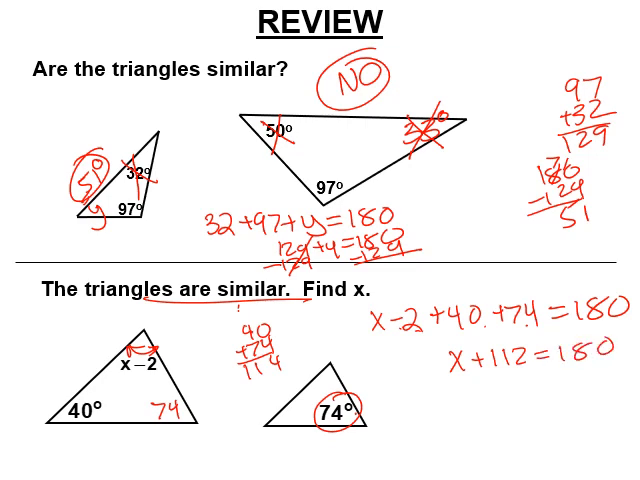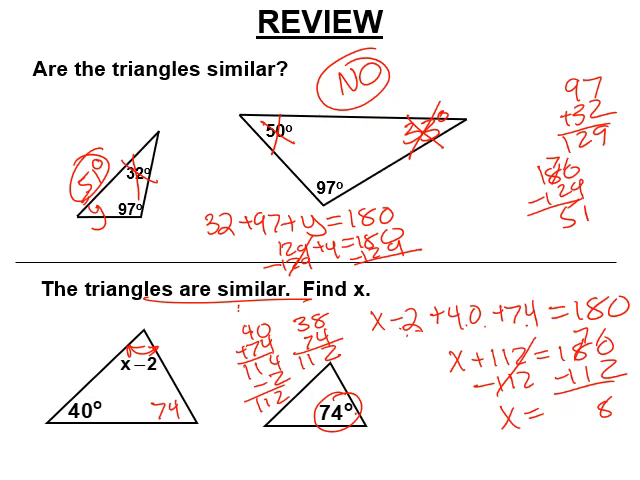Now you could have done this in many different ways. Negative 2 plus 40, let's just do that. It's 38. 38 plus 74 is 112. Right here, I did that. So we subtract 112 from both sides. And what are we getting? 68 degrees.